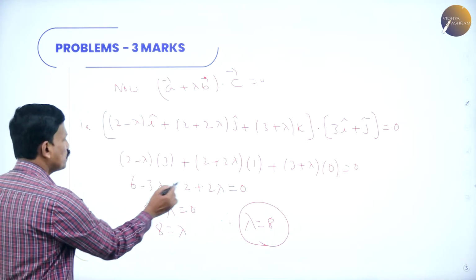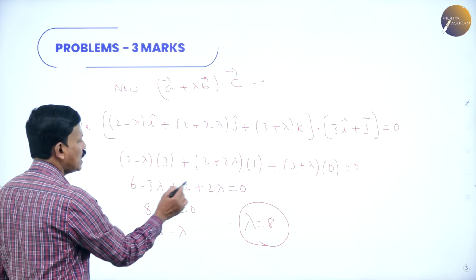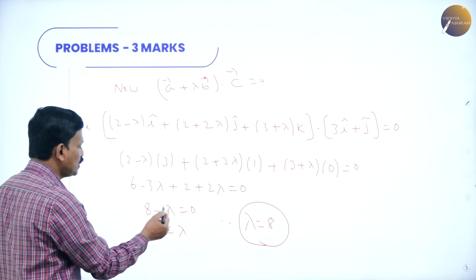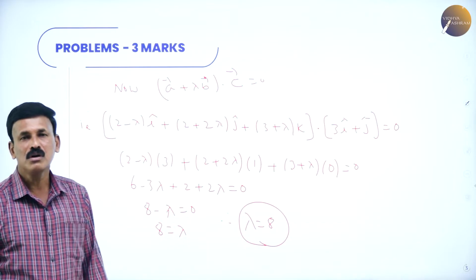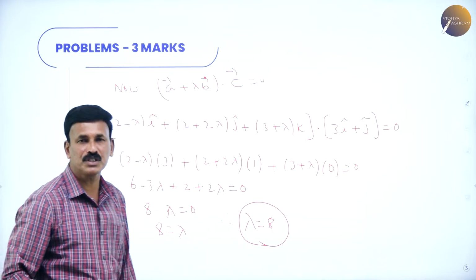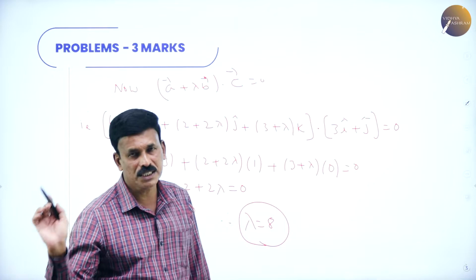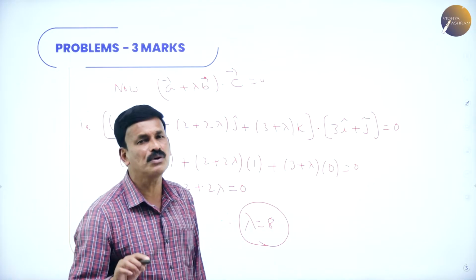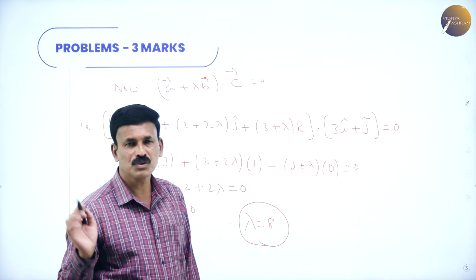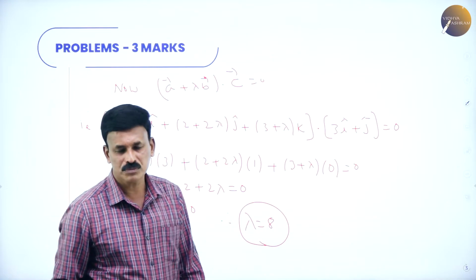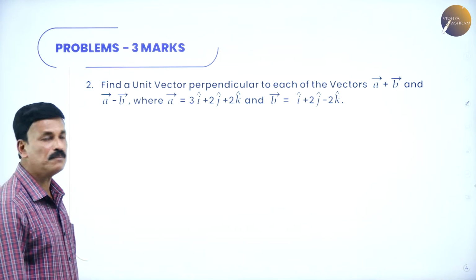Or 6 plus 2 is 8, minus 3 lambda plus 2 lambda is minus lambda, so 8 minus lambda is equal to 0, or 8 is equal to lambda. Therefore, the value of lambda is equal to 8. That is the required answer. Very important and very simple problem. Okay, now let us come to the next problem. Now, this is also a very important problem.